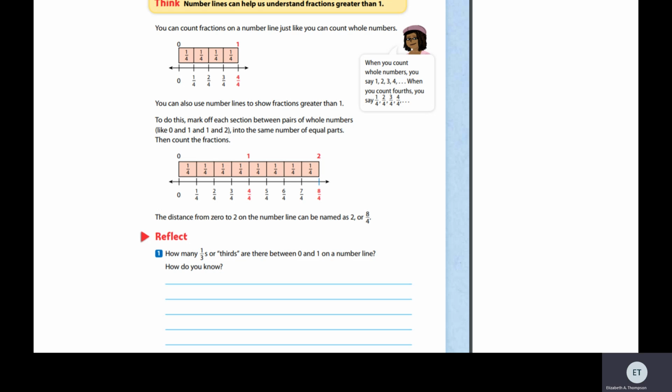Thank you for doing that, boys and girls. I would have tried to draw. You have to explain how you know they are thirds. So I would have drawn a number line between 0 and 1. Then I would have broken that up into 3 equal parts.